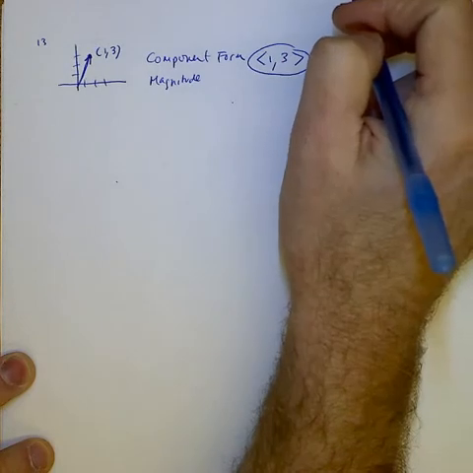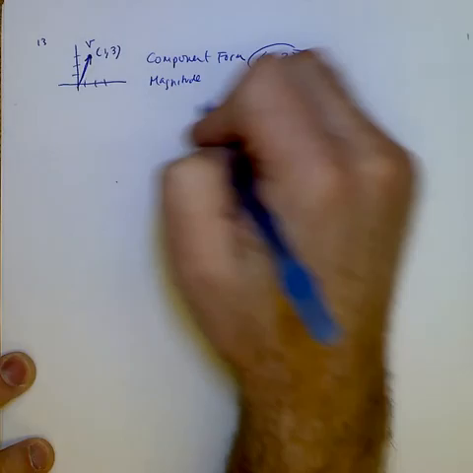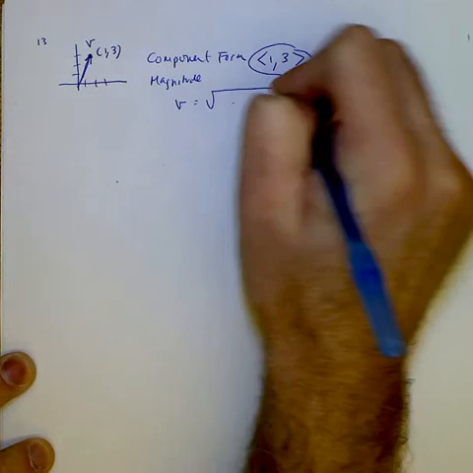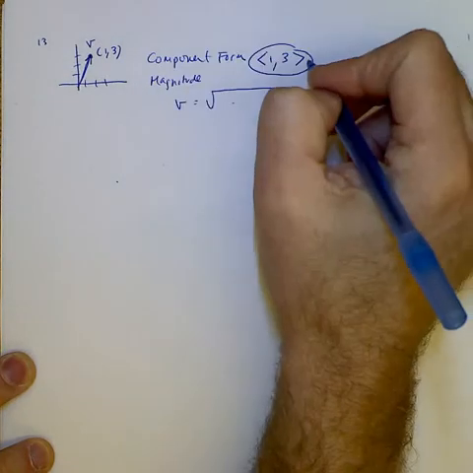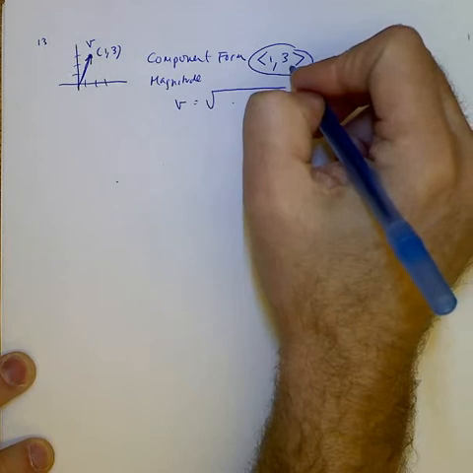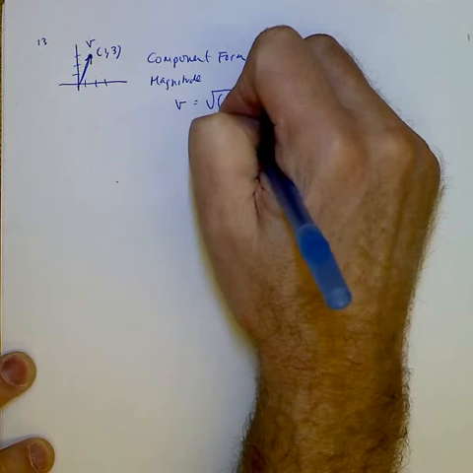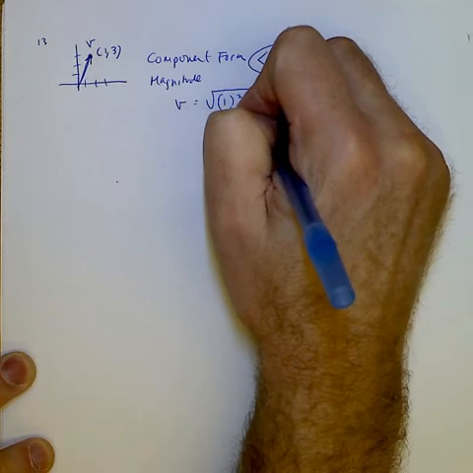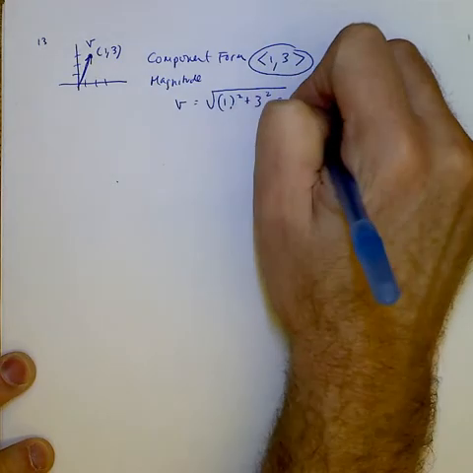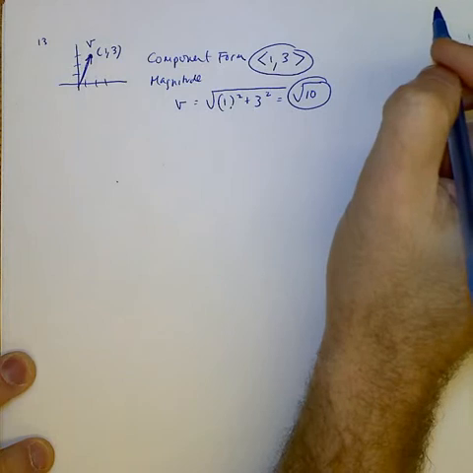In terms of the magnitude of this vector, let's just call this vector v. The magnitude of v, we use the distance formula. Now because it originates at the origin, we don't need to do x2 minus x1 because x1 is 0. We don't need to do y2 minus y1 because y1 is 0. Effectively, all you need to do is take 1 squared plus 3 squared, which is the square root of 10, and that would be the magnitude of this vector. Okay, so that's how you would do number 13.